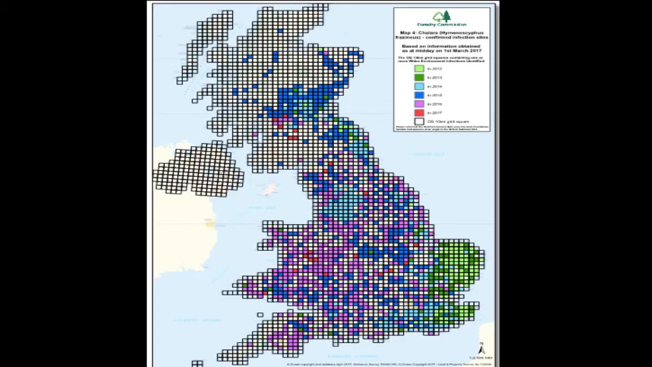Where possible, we use real data, such as the information on the spread of a disease called chalara, which affects ash trees. You can see the first documented case is in southeast England, and it spread across the UK over subsequent years. It has now affected almost 2/3 of the UK.